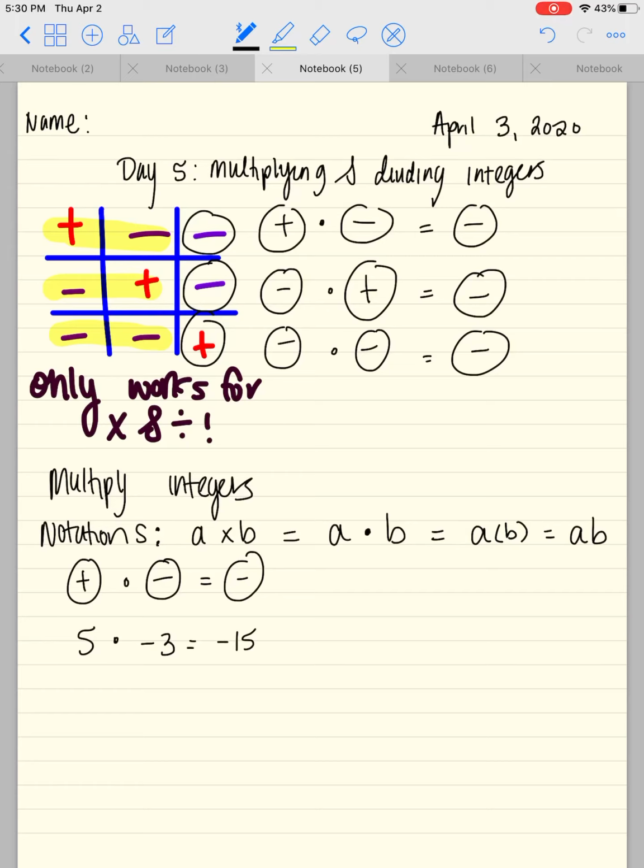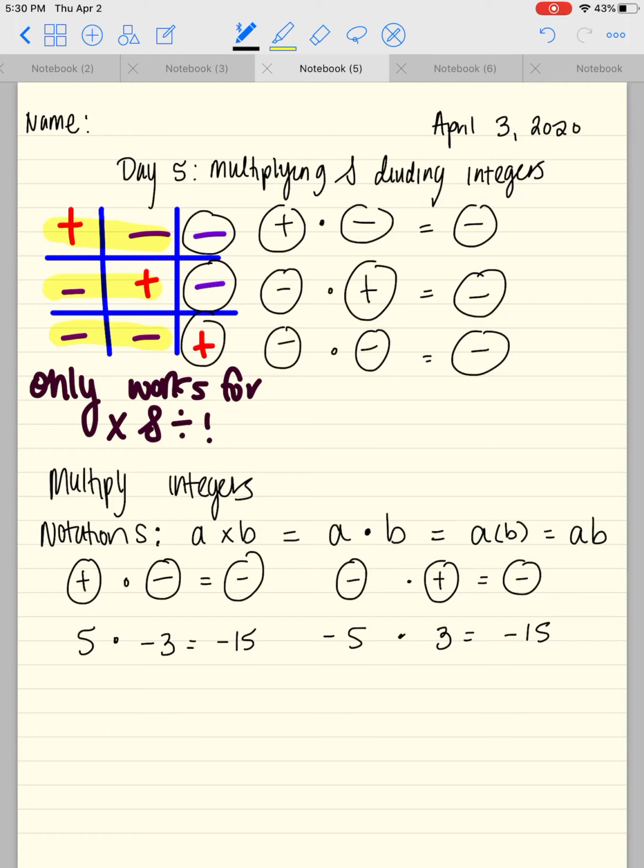Okay? Or you might have a negative times a positive, and that will also equal a negative. And in this case, let's make 5 negative now. So now it's negative 5 times 3. What is that? Still negative 15. Okay? And also, when you have different signs, if you haven't noticed, the answer will always be a negative.